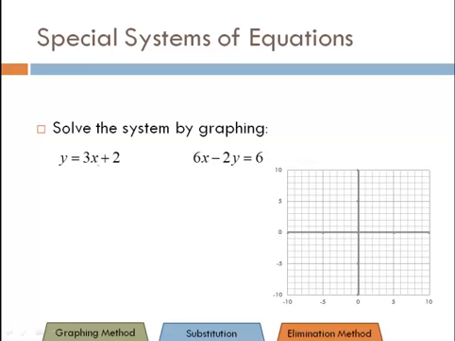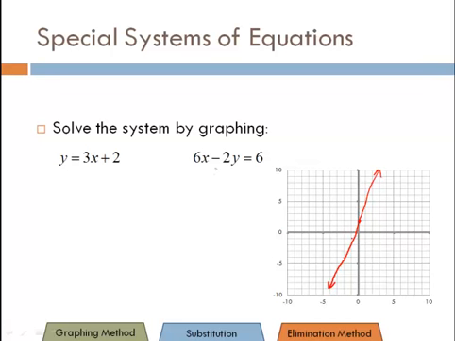And so 3x plus 2 starts at 2. And then the slope of 3, so I'll go from there up 3, and up 3 again, and do a few more down 3 and backwards and so forth, and try to draw in a line as best I can here. So there's our first equation.